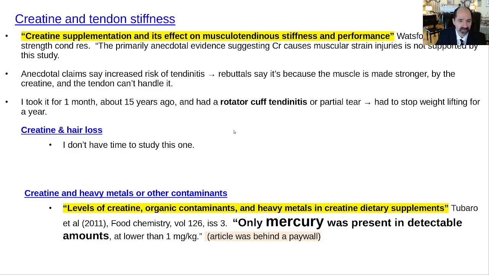The big thing I worry about with supplements is there have been problems, and this is in protein supplements, not specifically in creatine, with heavy metals and poor quality control. They're not regulated that tightly. For example, in this article, called Levels of Organic Contaminants and Heavy Metals in Creatine Dietary Supplements, and creatinine is another contaminant, the article said the only detectable contaminant was mercury. They said it was at a rate lower than 1 milligram per kilogram. That sounds like a very high amount to me, but I don't know what the amount was. And again, the article's behind a paywall. So almost anything that could possibly be negative about creatine, you'll find it's behind a paywall.